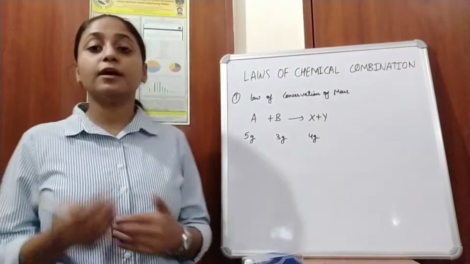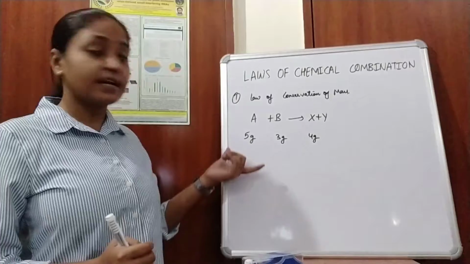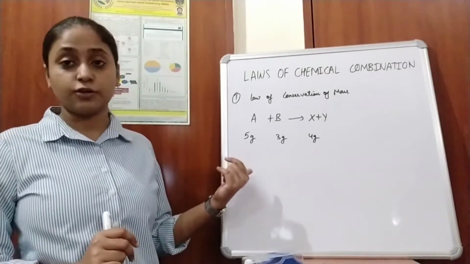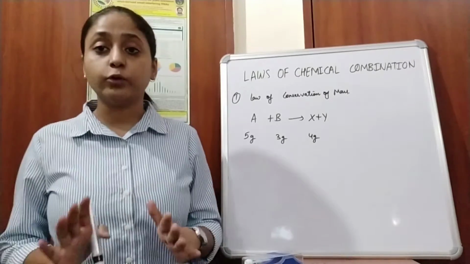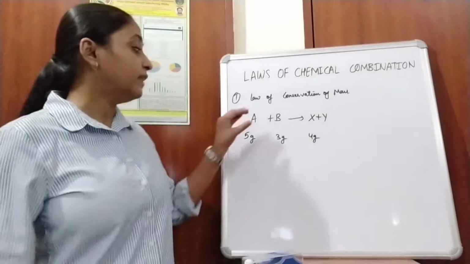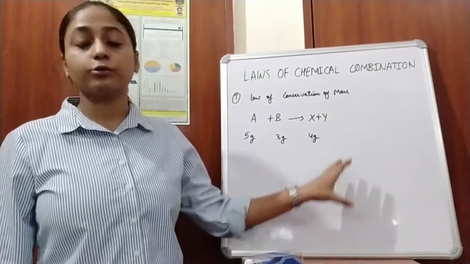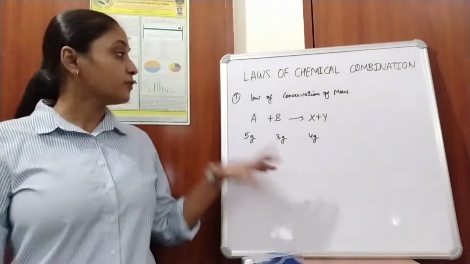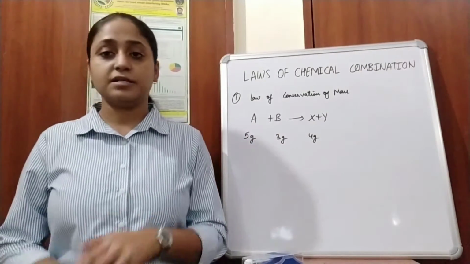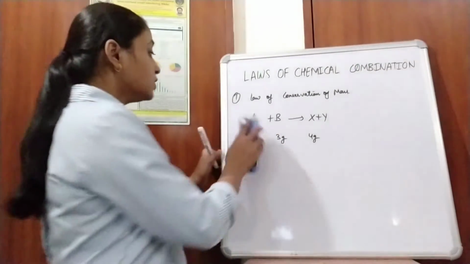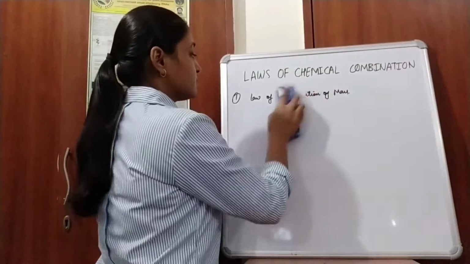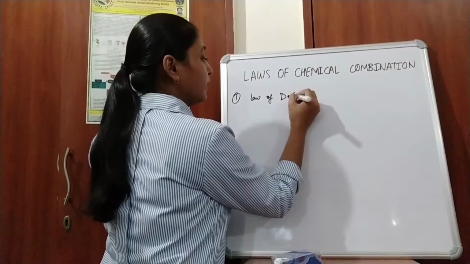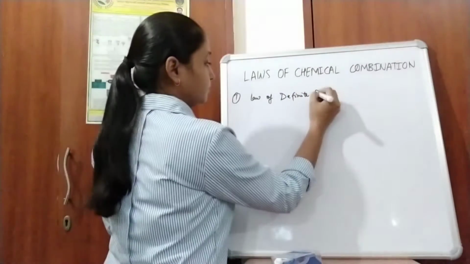Or sometimes they also ask that this is a given chemical reaction. You have to prove that it follows the law of conservation of mass. So what do we have to do? We have to show that the mass of reactant is equal to the mass of product, right? So these types of numerical come from the law of conservation of mass, right? So the next law is law of definite proportion.